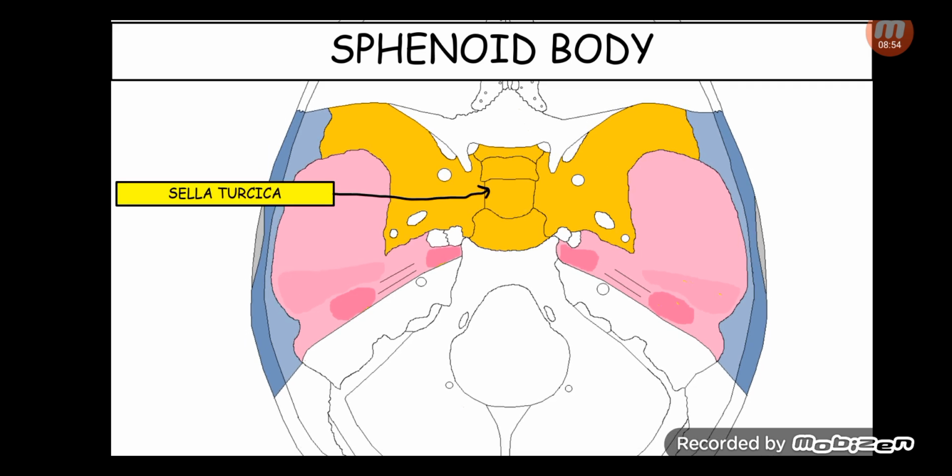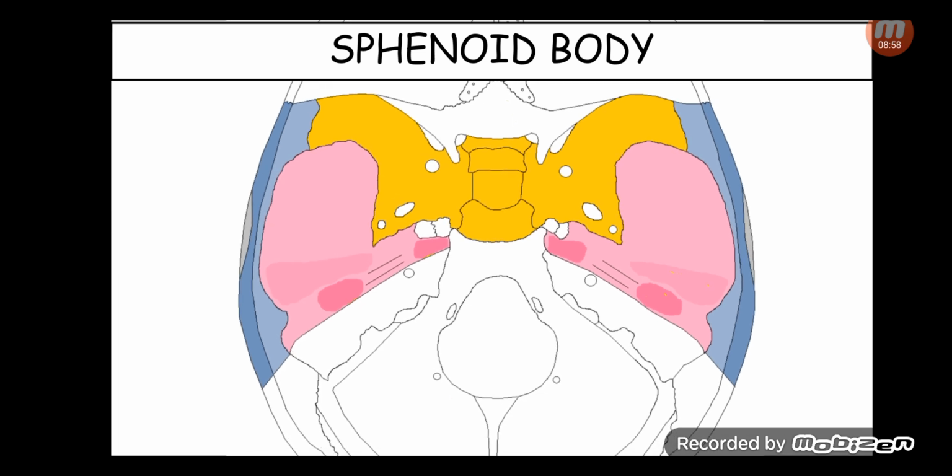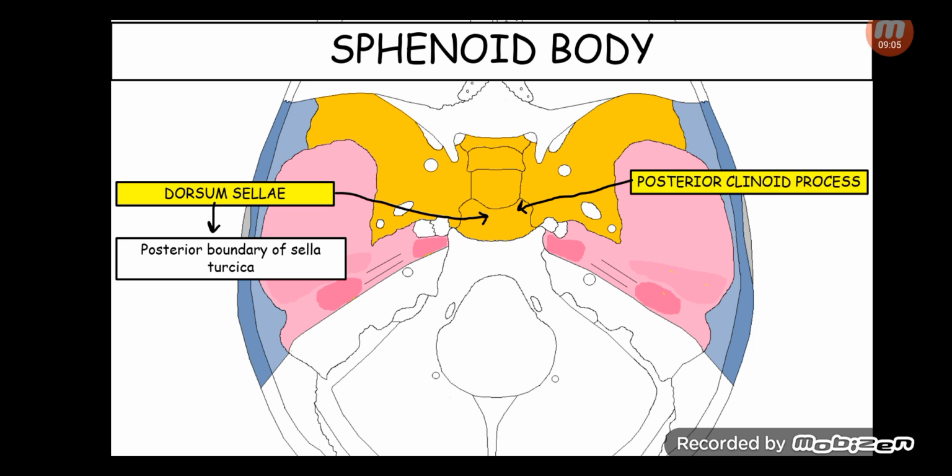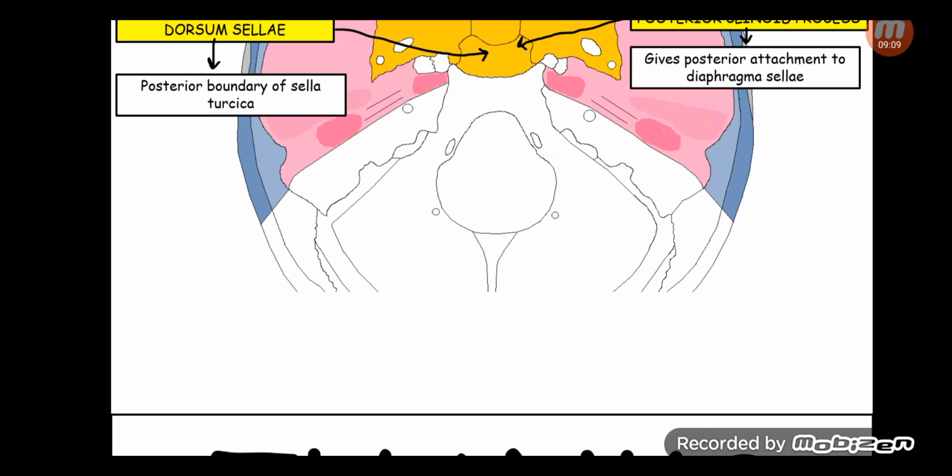Then in the sphenoid body, the next feature we see is the sella turcica that lodges the pituitary gland. And the next feature we see is the dorsum sellae, that is the posterior boundary of the sella turcica, and we also see the posterior clinoid process that gives posterior attachment to the diaphragma sellae. So this was all about the middle cranial fossa.